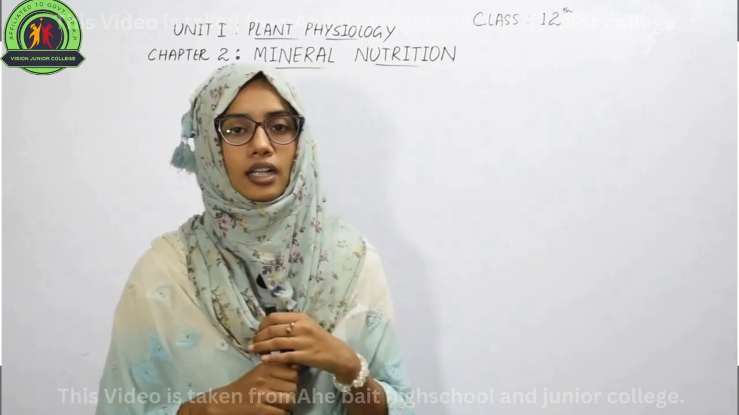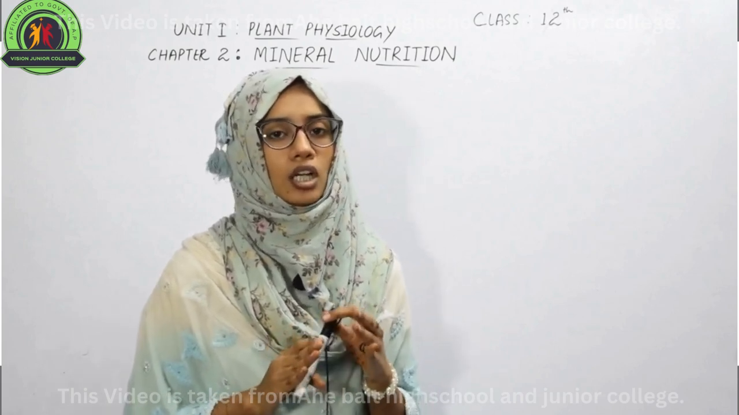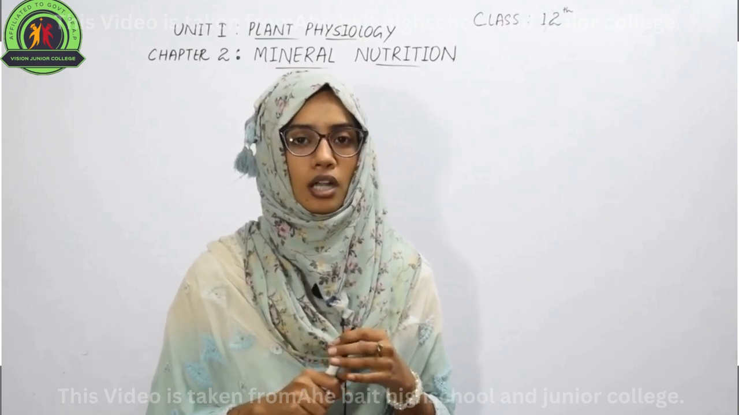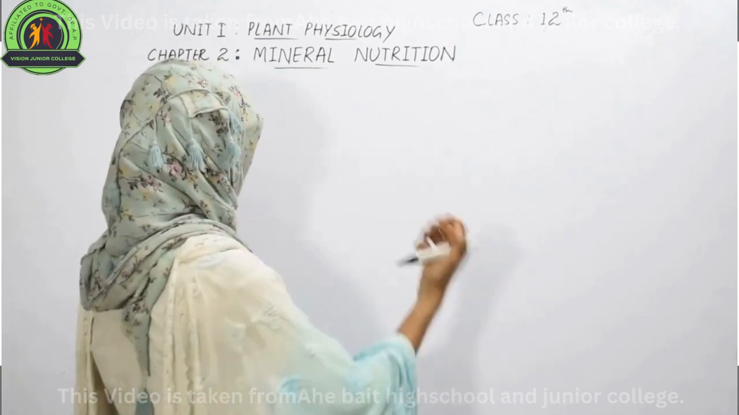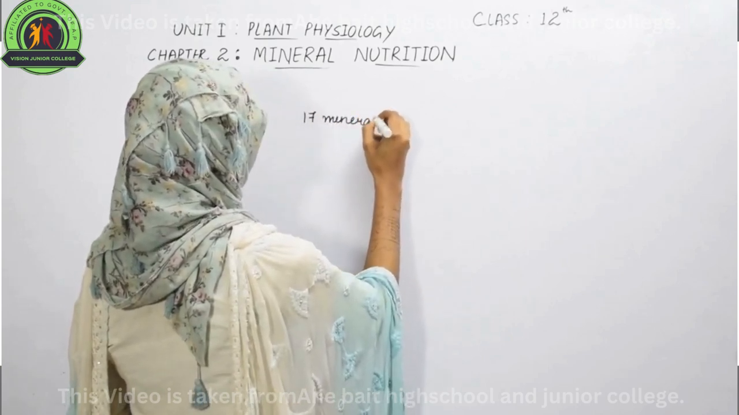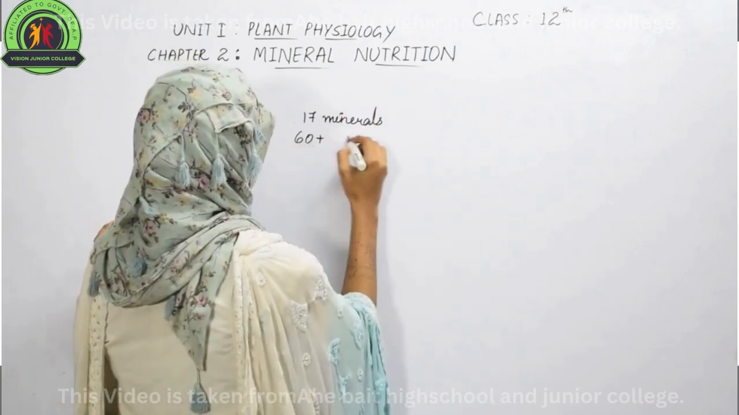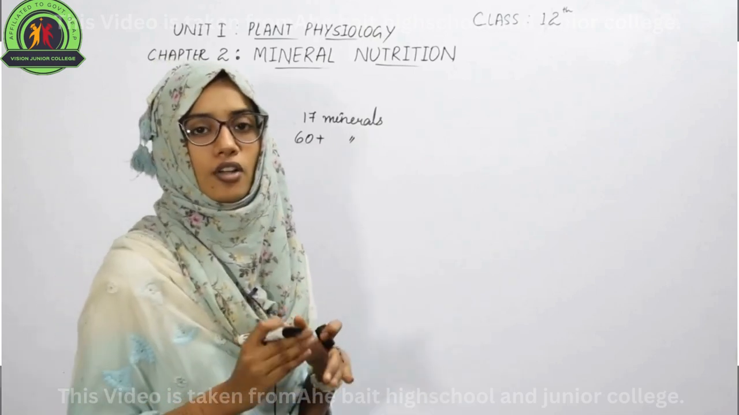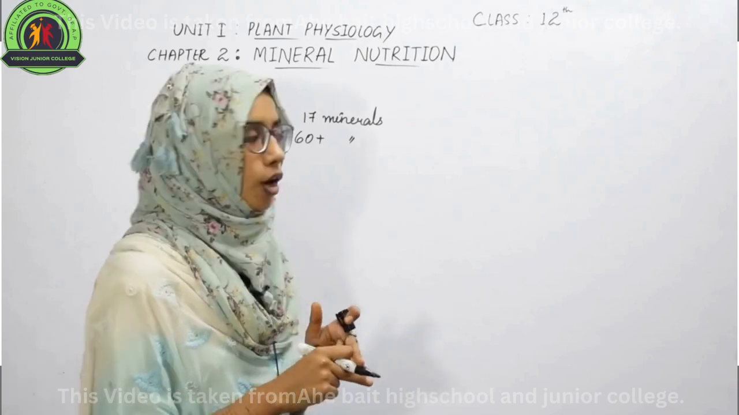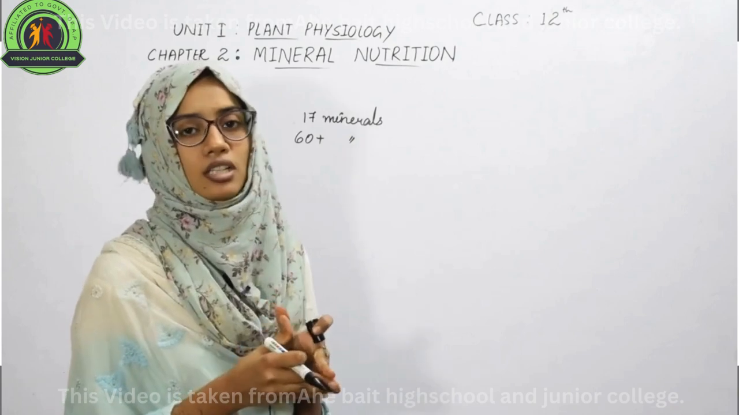We know that the soil contains water and minerals in it, and that water is going to be absorbed through the root hairs, and also the minerals which are present in the soil are going to be absorbed through roots into the plant body. There are 17 minerals which are considered as essential, but there are 60 plus minerals that have been reported which are transported or which will go passively into the plant body. How can we conclude that these 17 elements are essential in the plant body?